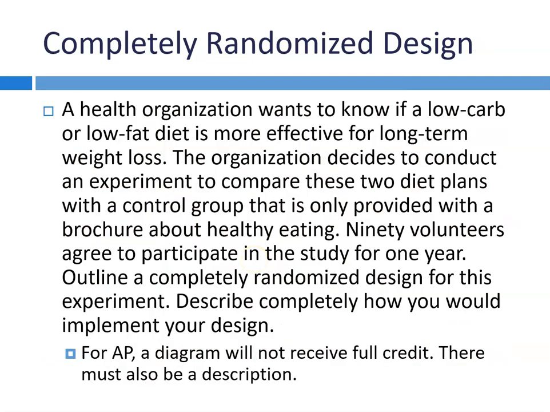Here is another example that I want you to literally pause this video and do on your own. A health organization wants to know if a low-carb or low-fat diet is more effective for long-term weight loss. The organization decides to conduct an experiment to compare these 2 diet plans with a control group that is only provided with a brochure about healthy eating. 90 volunteers agree to participate in the study for 1 year. We want to outline a completely randomized design and then describe it completely. So again, the diagram doesn't give you the full credit. The diagram can help you though.